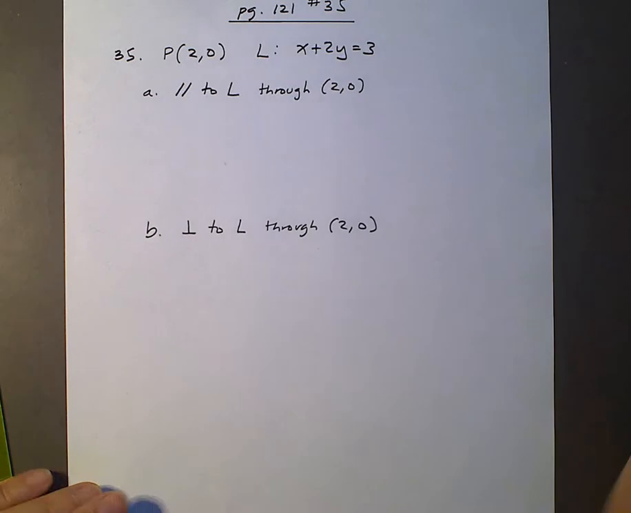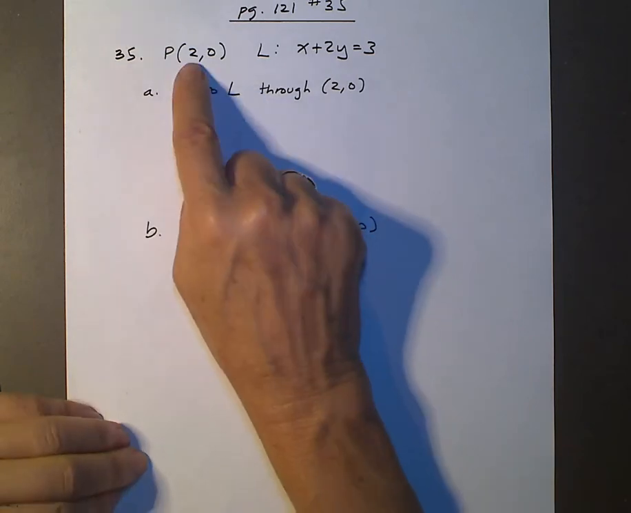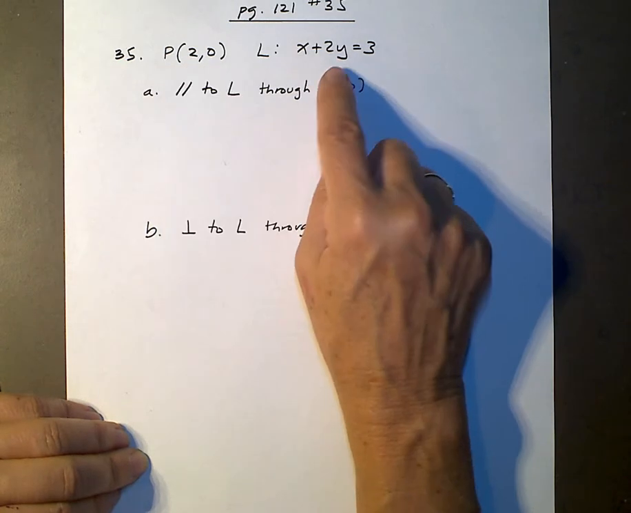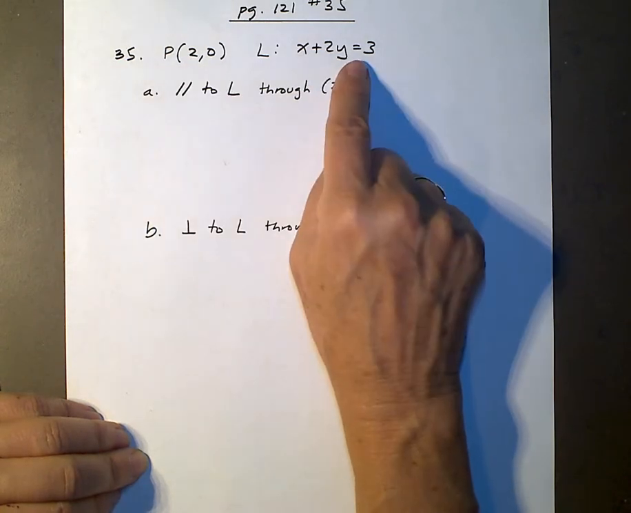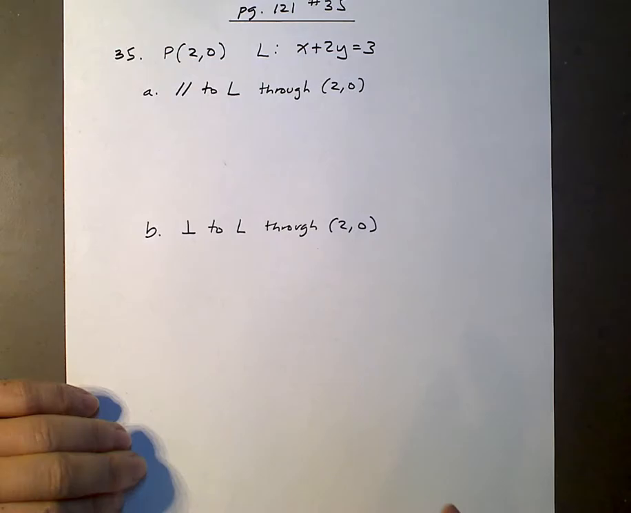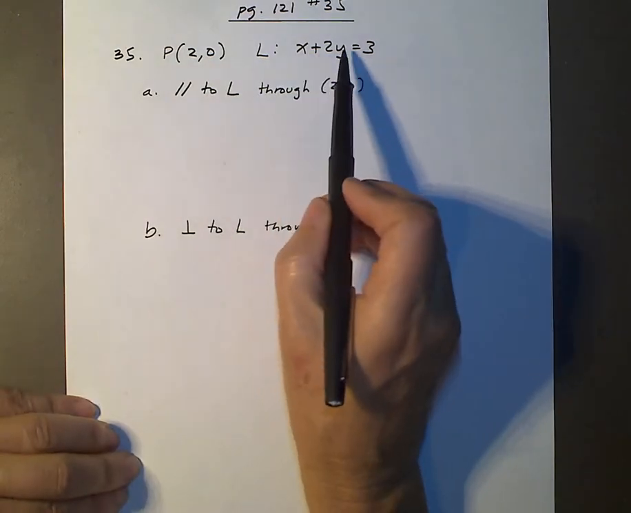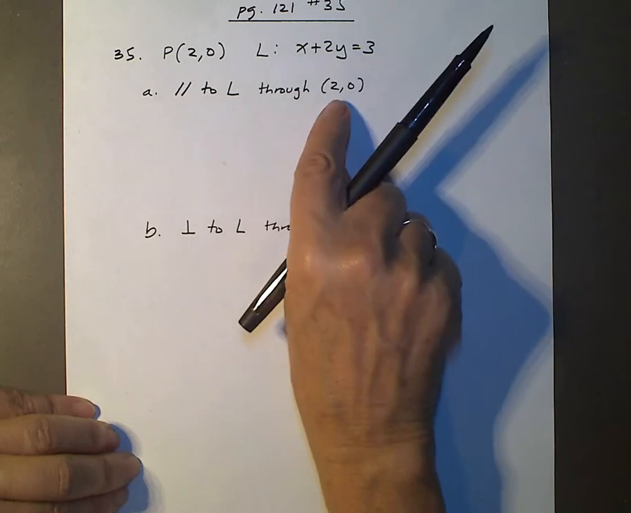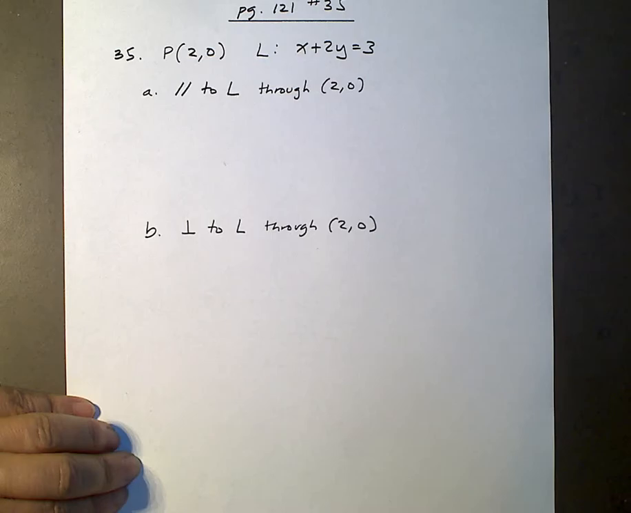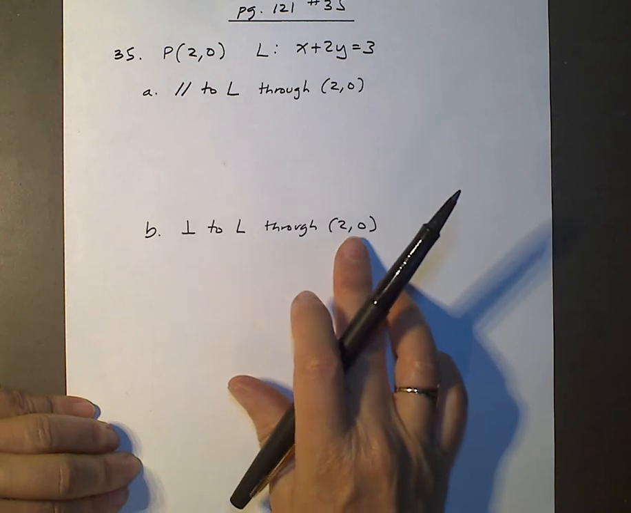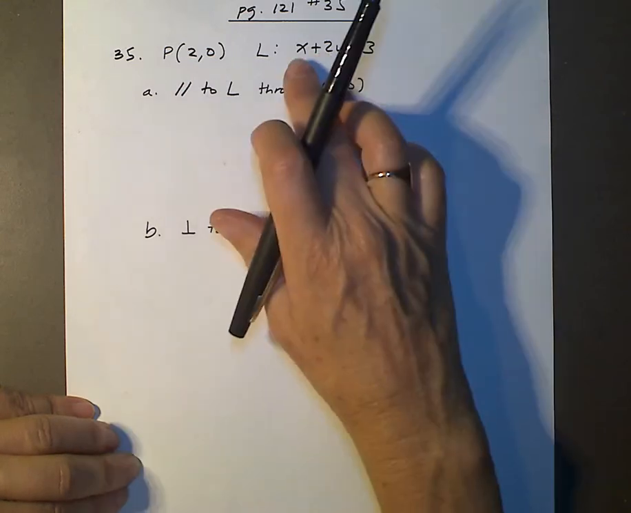Okay, on number 35 on page 121, we're given a point, (2, 0), which is on the x-axis, and we're also given the equation of a line in standard form, x plus 2y equals 3. I have to write an equation of a line that's parallel to this given line but passes through the point (2, 0). And then in part B, I have to do the same thing through the point, but with a line that's perpendicular to the original line L.